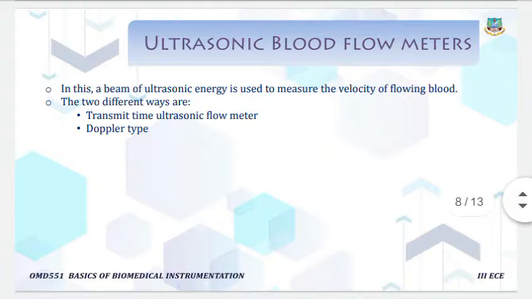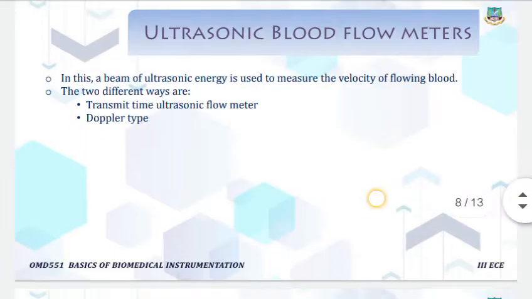Next we are going to see the ultrasonic blood flow meter. What is it? From the name itself we know it depends fully on ultrasound. In this, a beam of ultrasonic energy is used to measure the velocity of flowing blood. How we measure the rate of blood flow using this beam of ultrasonic energy, that we are going to study in this.